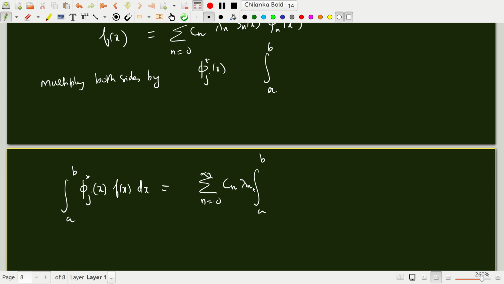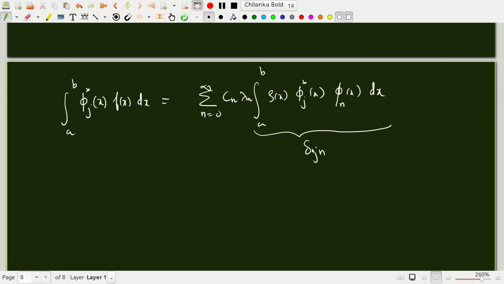Now lambda n also comes out. Rho of x is already there. Phi j star of x phi n of x dx. Okay, now what is this? This is delta of jn, because phi j and phi n are orthogonal with respect to this weighting function. Now therefore, summation delta of jn Cn lambda n, the delta jn will kill the sum to give cj lambda j is the integral a to b phi j star of x f of x dx.